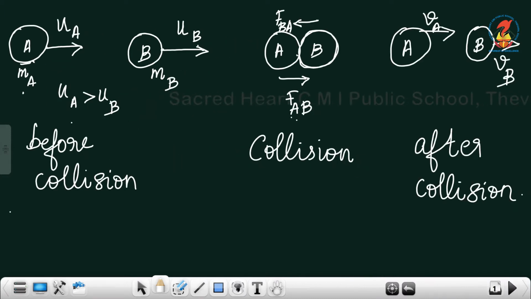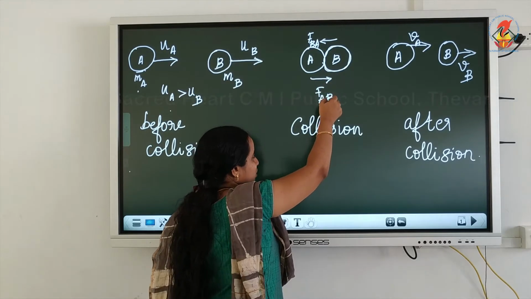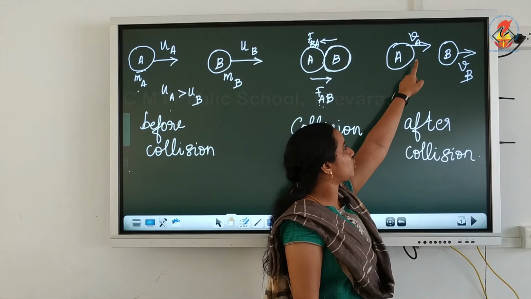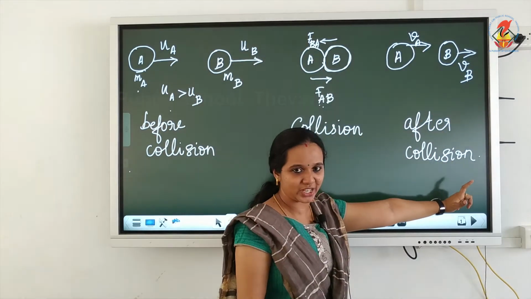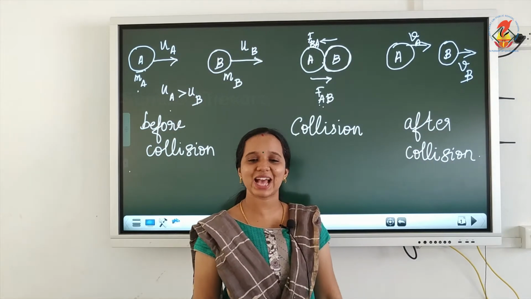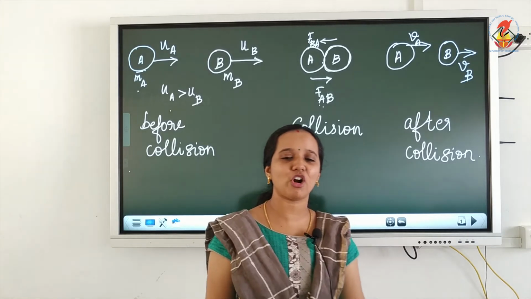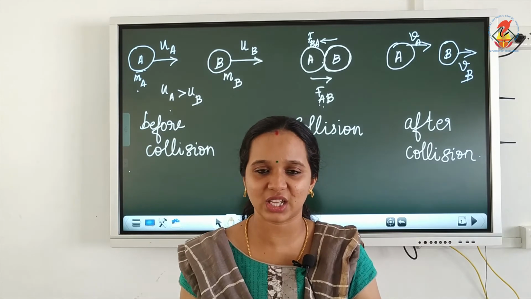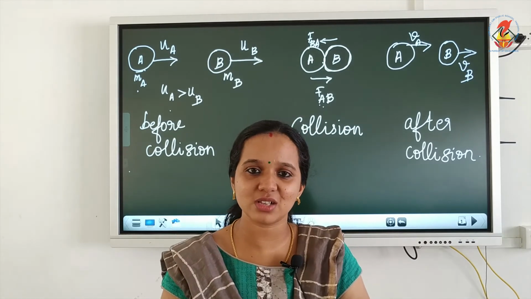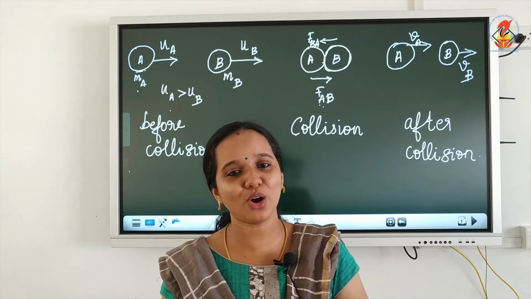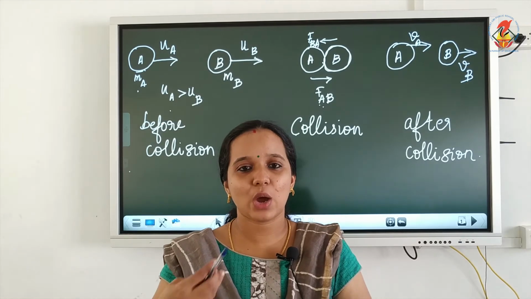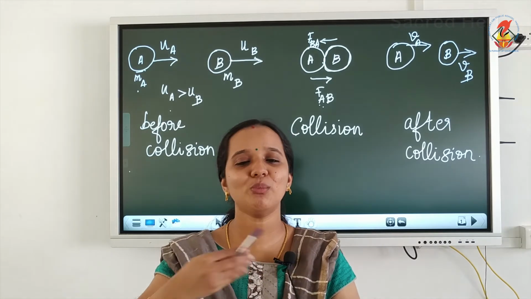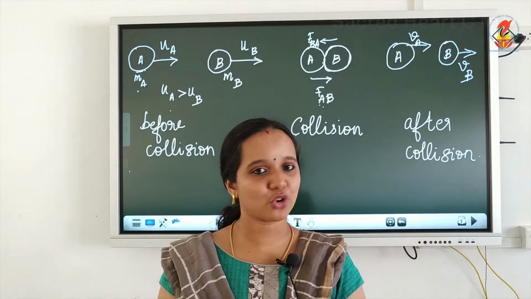Since they experienced a mutual force on each other during collision, their velocity got changed after collision. Since the velocity has changed, according to the formula, momentum is equal to mass into velocity. If velocity changes, its momentum also changes. So, now let us see what are the momentum of the two balls after collision.